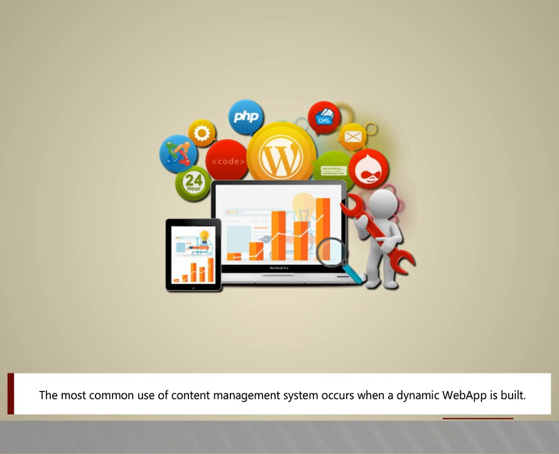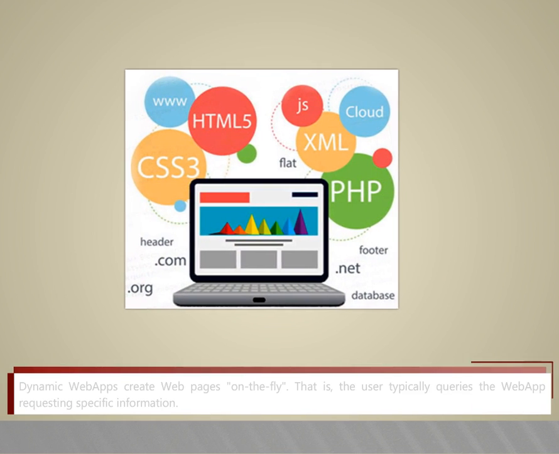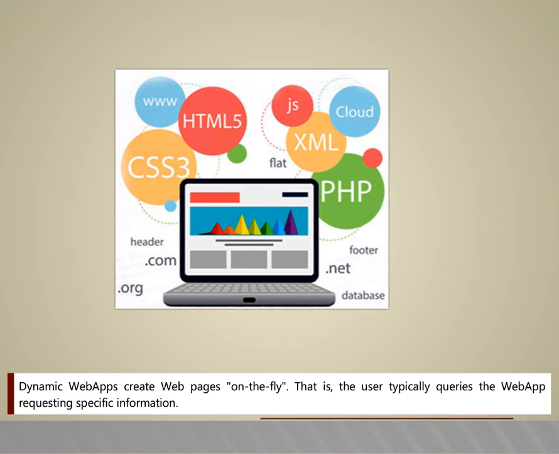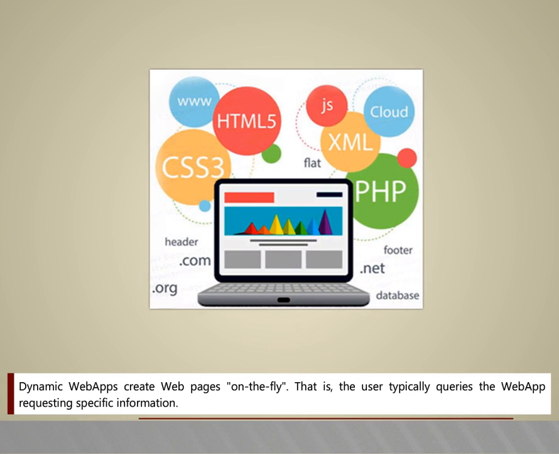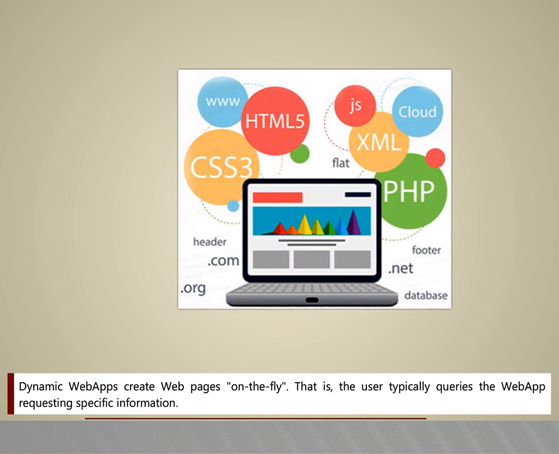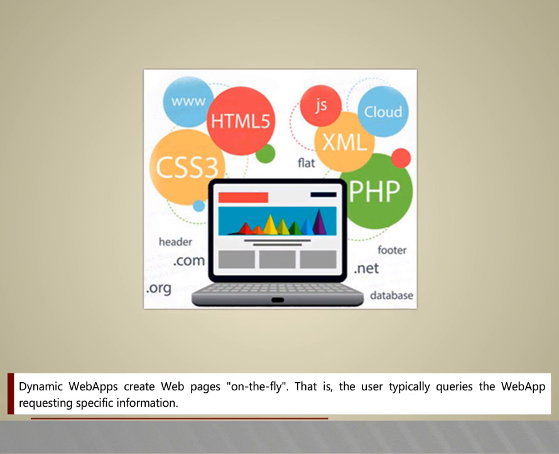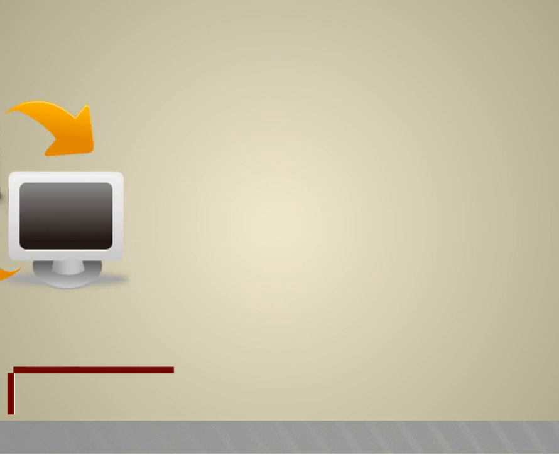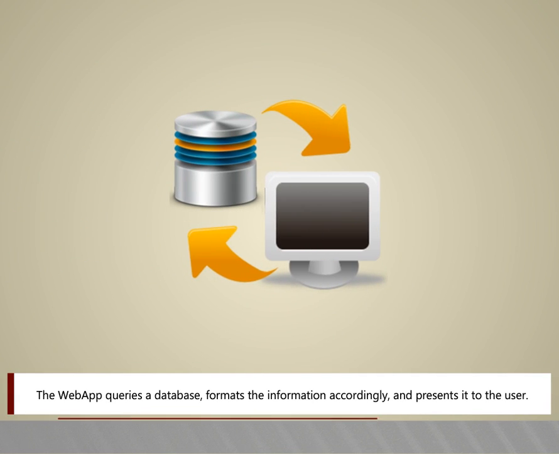The most common use of content management system occurs when a dynamic web app is built. Dynamic web apps create web pages on the fly. That is, the user typically queries the web app requesting specific information. The web app queries a database, formats the information accordingly, and presents it to the user.